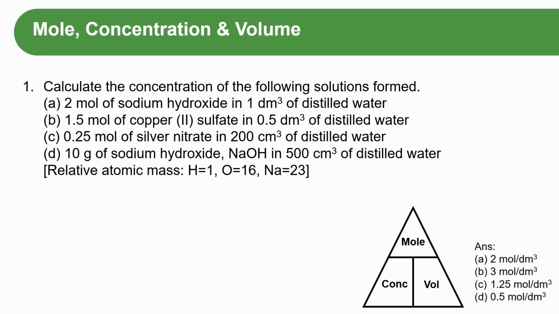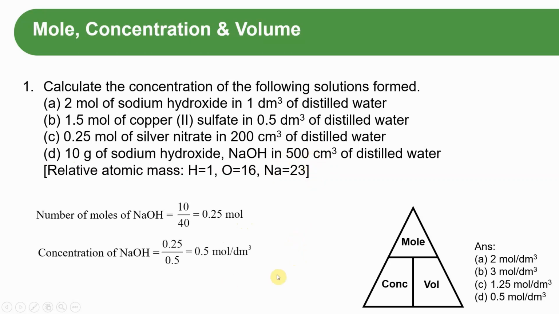Alright, please check your answers. Let's discuss D. If you want to find the molar concentration, we use the molar mass. We divide the mass by molar mass, and we get 0.25 mole. We can say 10 gram is equivalent to 0.25 mole, and then we divide by the volume, which is 0.5 dm cube. So the answer is this. I just want to clarify, in chemistry, for concentration, we always use molar concentration. Very rarely do we use mass concentration, but you do need to know about that.